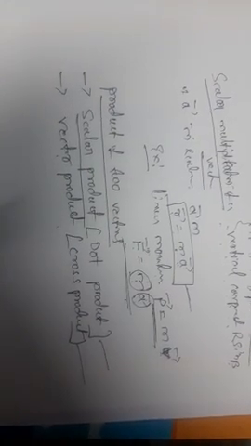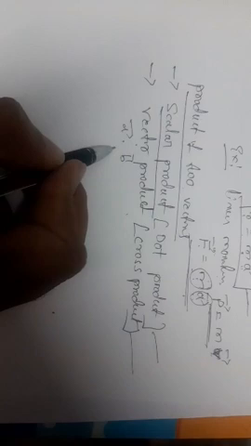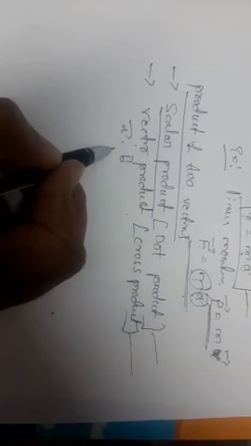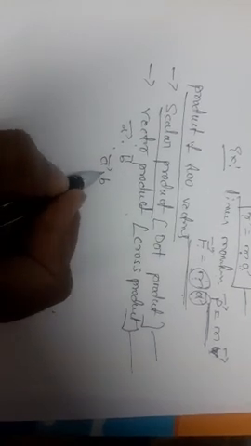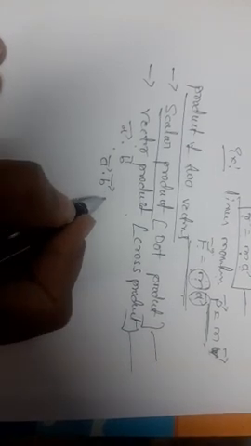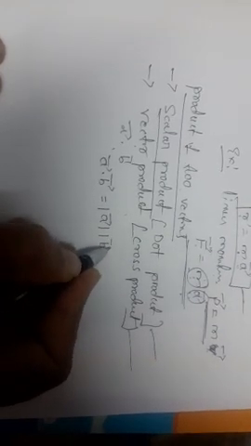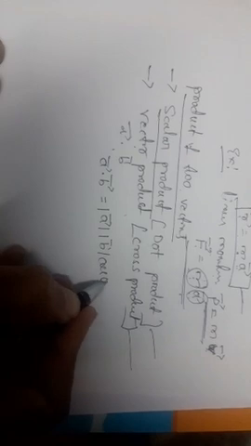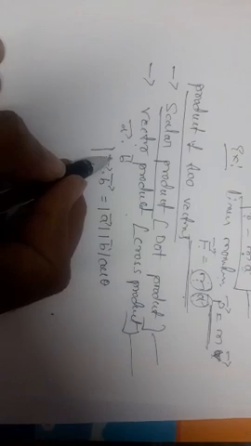First of all, what is the meaning of scalar product? See, the scalar product is defined as follows: if vector A and vector B are any two vectors, the dot product of the two vectors is defined as the magnitude of vector A and the magnitude of vector B times cos theta, at an angle theta. That is the definition of scalar product.